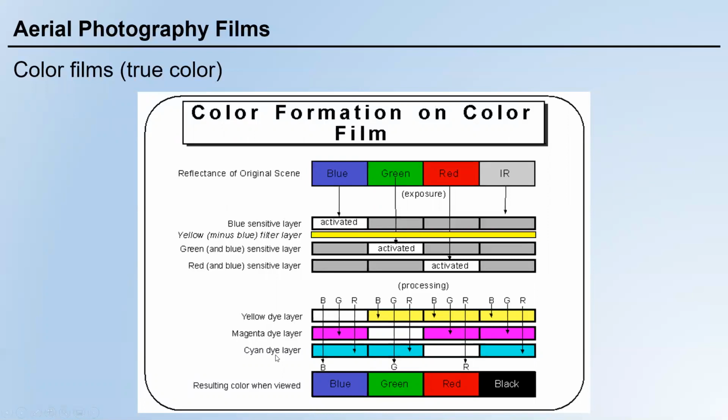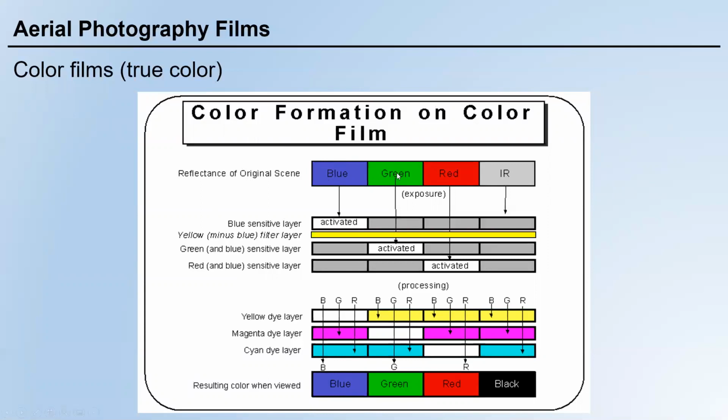You use cyan dye layer to eliminate the information from red light, because cyan is a complementary color of red. So eventually you have blue as the resulting color. So at the very beginning, reflectance of the original thing is blue. Eventually you get blue on your film, on your image. So blue is blue. This is true color.